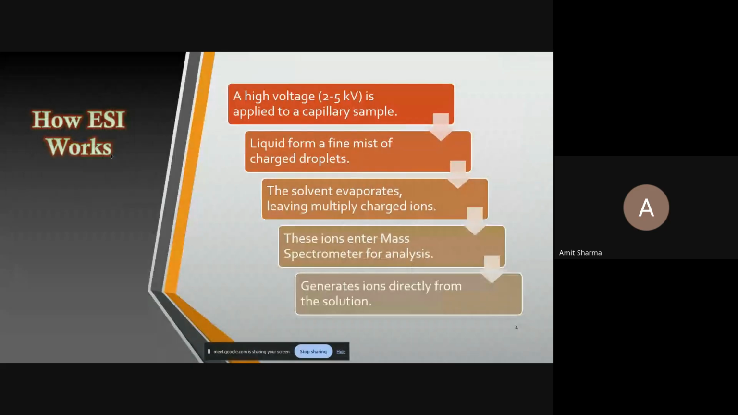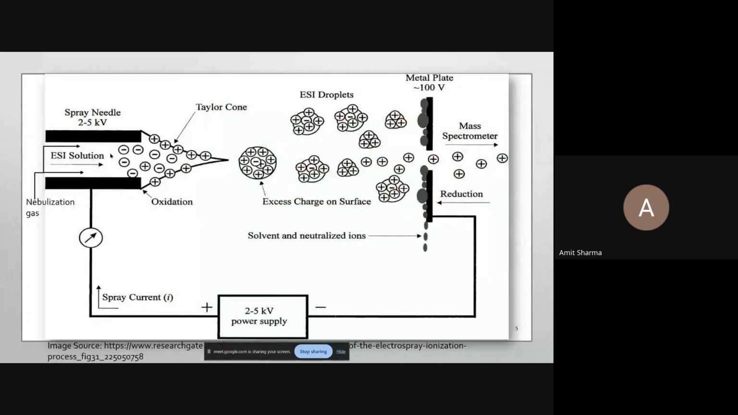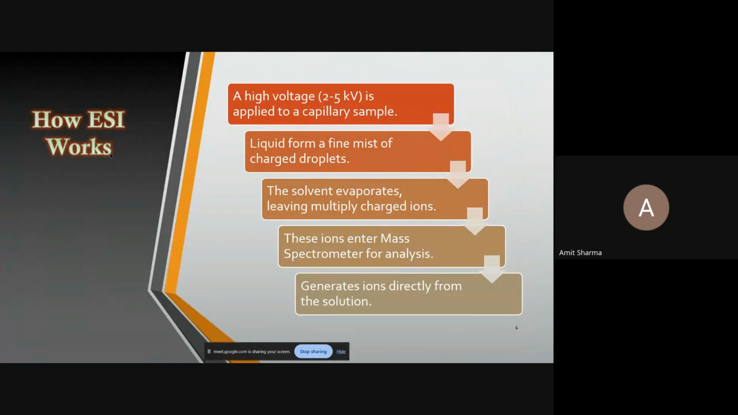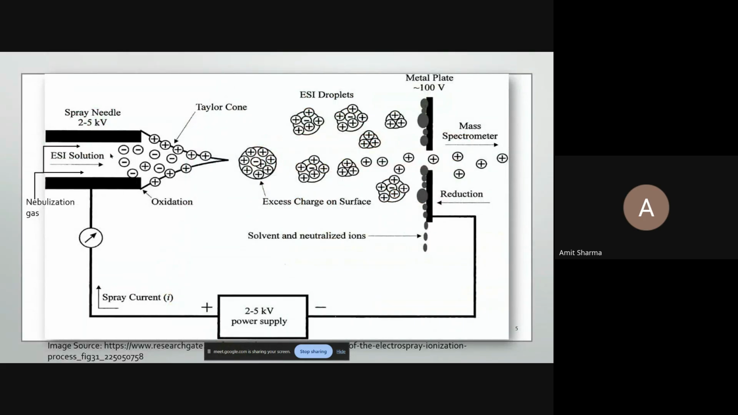So moving on, let us talk about how electrospray ionization works. We can refer to this diagram of the electrospray ionization process. First, a high voltage of 2 to 5 kilovolts is applied to a capillary sample. As we can see here, we have a power supply which ranges from 2 to 5 kilovolts. The positive side of this power supply is connected directly to the spray needle, and this spray needle carries the liquid sample in it. The negative side of the power supply is connected to the metal plate that is placed opposite to the spray needle.